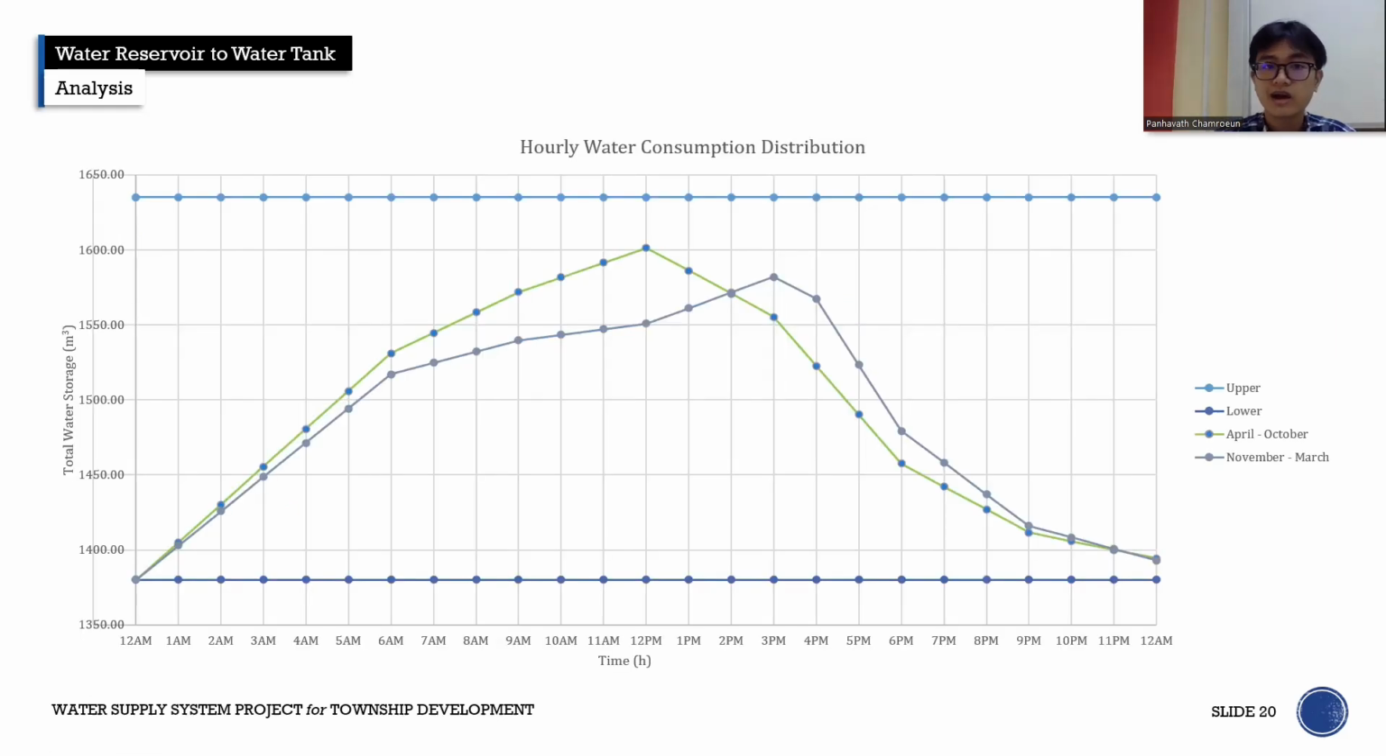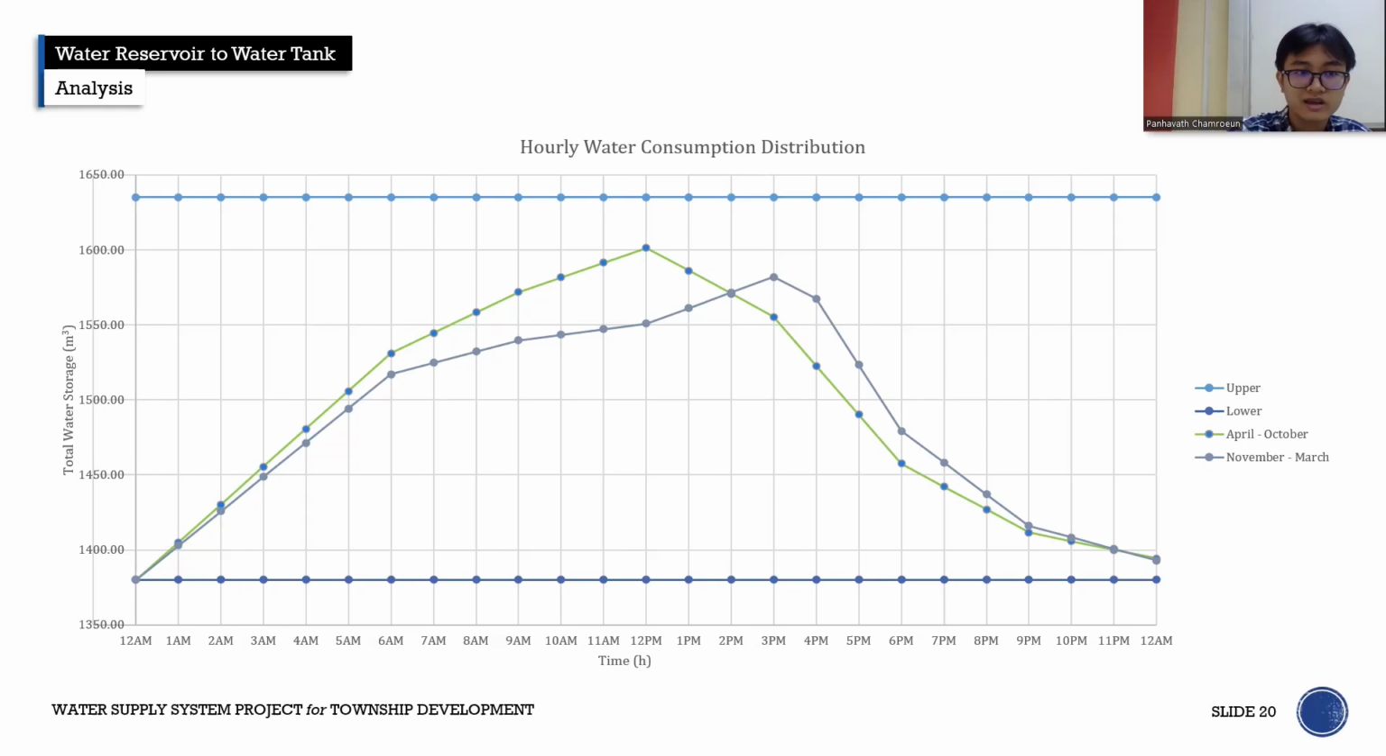So now let's take a look at our hourly water consumption distribution. Since we've known from our previous chart, our parameter chart, the water consumption is not based daily, but around hourly. As you can see here from this chart, the green one represents our water consumption hourly from April to October, and our slightly bluer gray line is from November to March. The reason they have different shapes is that each season the water consumption is different.